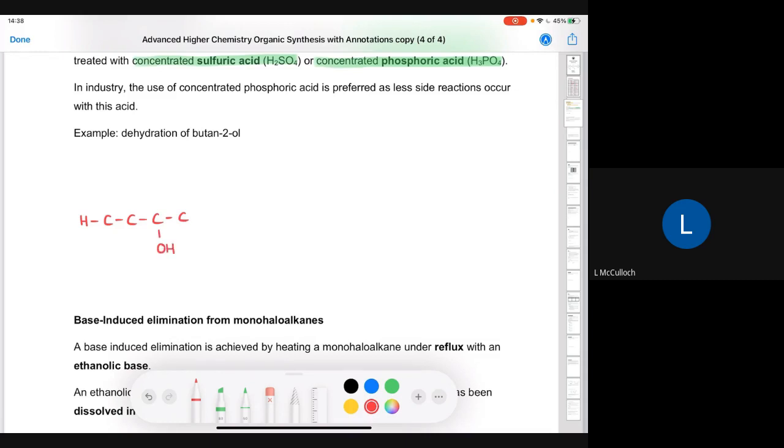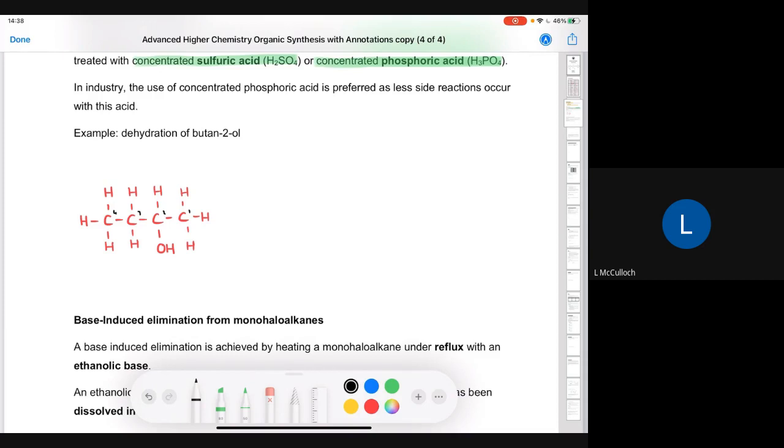Butan-2-ol is an alcohol. I've drawn 4 carbons for but, and then I've put my OH group on for my alcohol, and I've put that on the 2nd carbon because it's butan-2-ol. In my molecule, I'm numbering my carbons from right to left, so the carbon on the right-hand side would be carbon number 1, and then 2, 3, and 4.